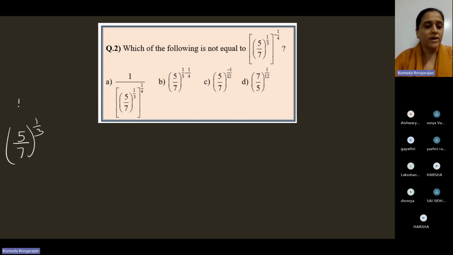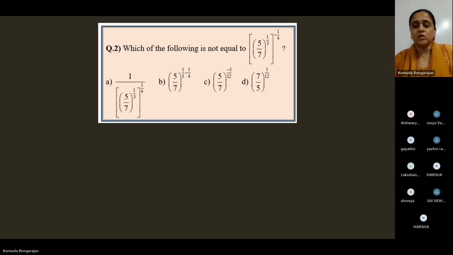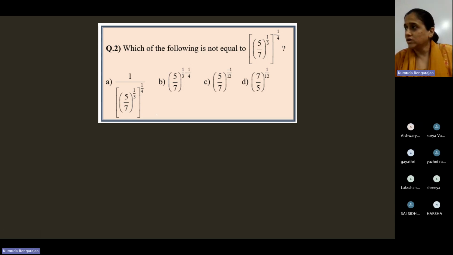So 1 by the reciprocal of the base, and the power minus 1 by 4 is written as plus 1 by 4. So they're equal. Option A is equal to the given expression because they've applied both the changes. They've taken the reciprocal of the base as well as the negative of the power. I'll just show you again. Look at the power minus 1 by 4. In option A, the power is plus 1 by 4. So clearly you can see the negative of the power. Minus 1 by 4 is written as plus 1 by 4.